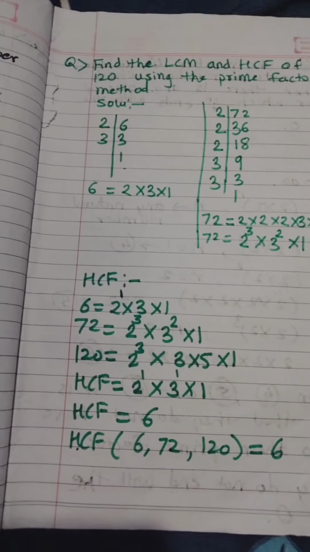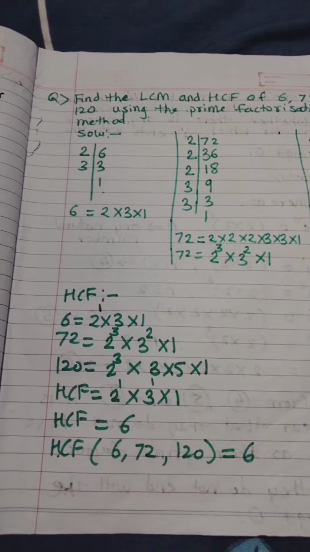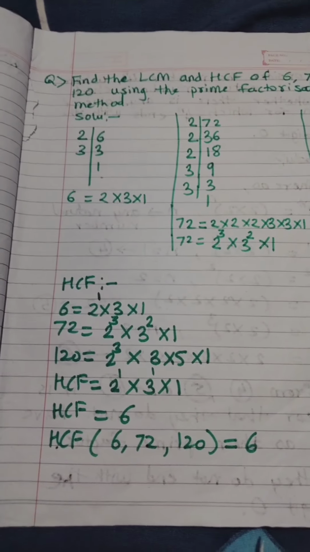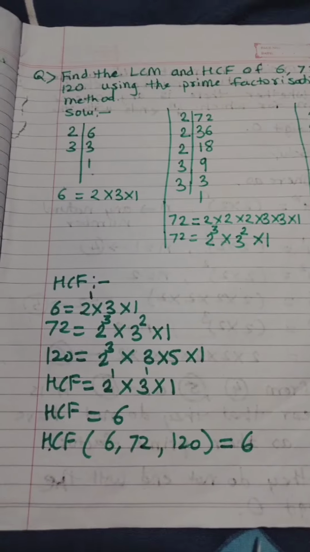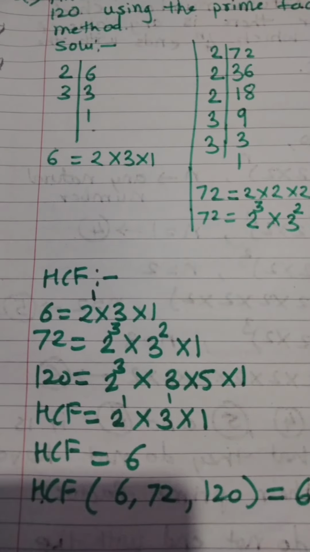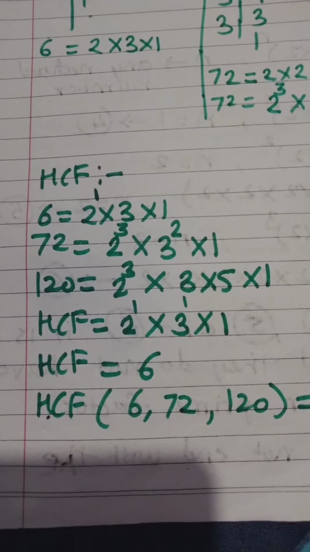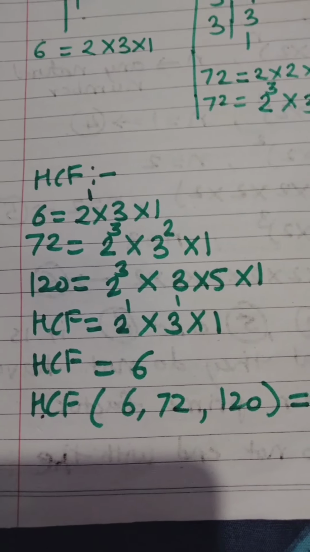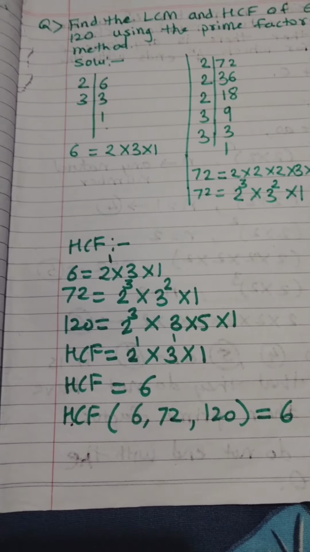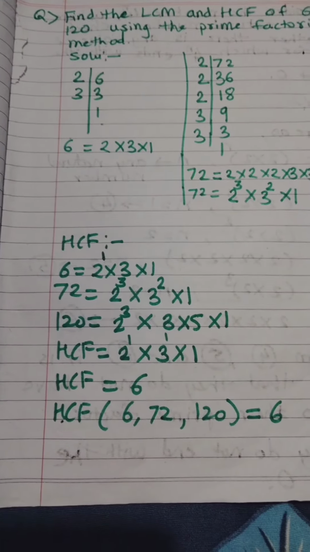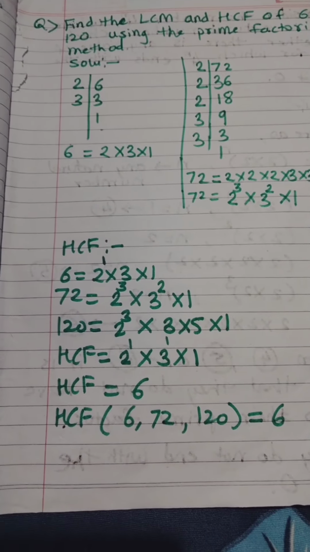Now to find the HCF, we write 672 and 120 as the product of their prime factors. Therefore, 6 is equal to 2 raised to the power 1 multiplied by 3 multiplied by 1. 72 is equal to 2 raised to the power 3 multiplied by 3 raised to the power 2 multiplied by 1. 120 is equal to 2 raised to the power 3 multiplied by 3 multiplied by 5 multiplied by 1. To find the HCF, we take common factors only.